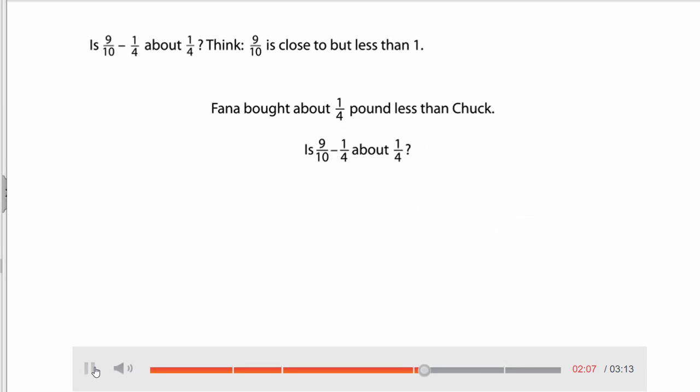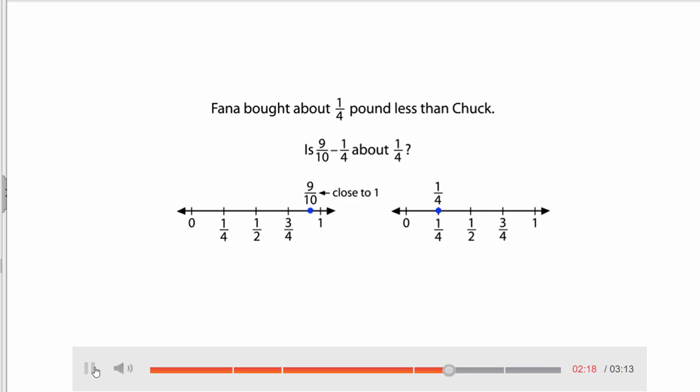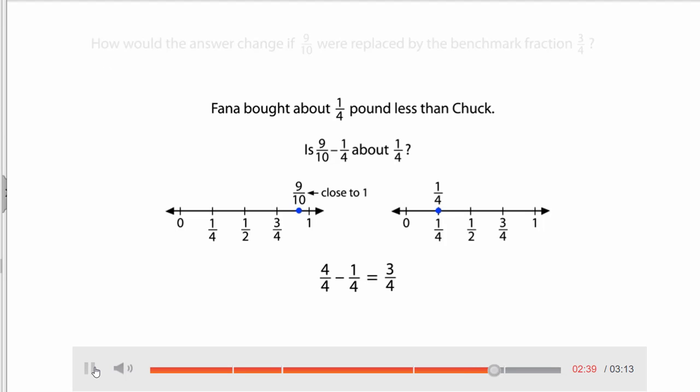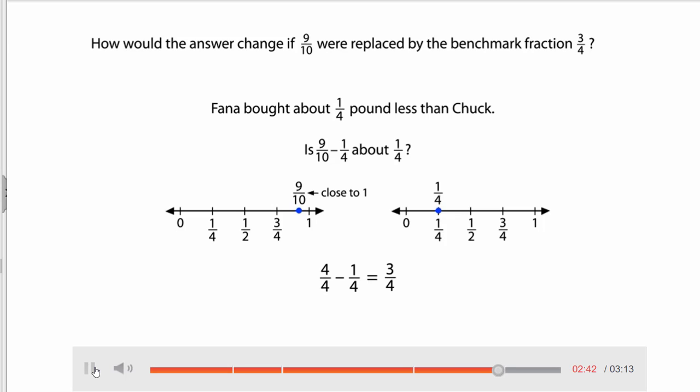Is 9/10 minus 1/4 about 1/4? Think: 9/10 is close to but less than 1. Think: 1/4 is a benchmark fraction. 4/4 minus 1/4 equals 3/4. So 9/10 minus 1/4 is close to but less than 3/4. So the statement is not reasonable. How would the answer change if 9/10 were replaced by the benchmark fraction 3/4?